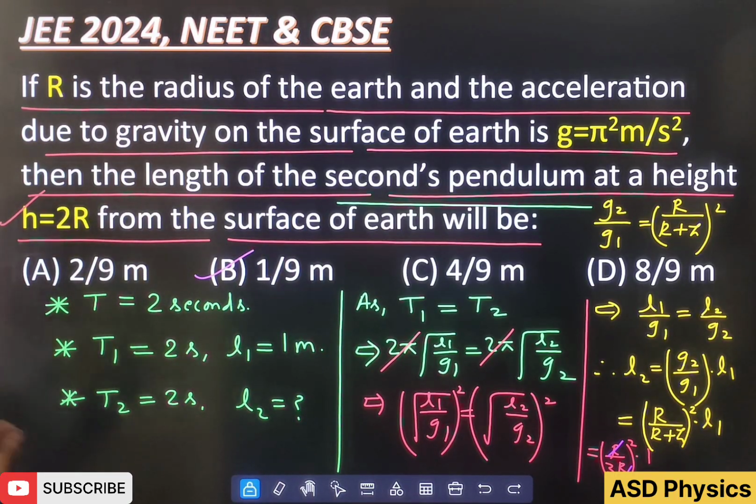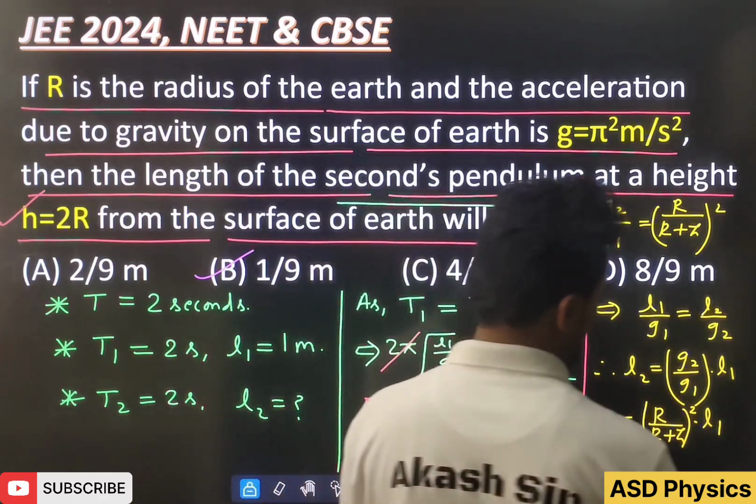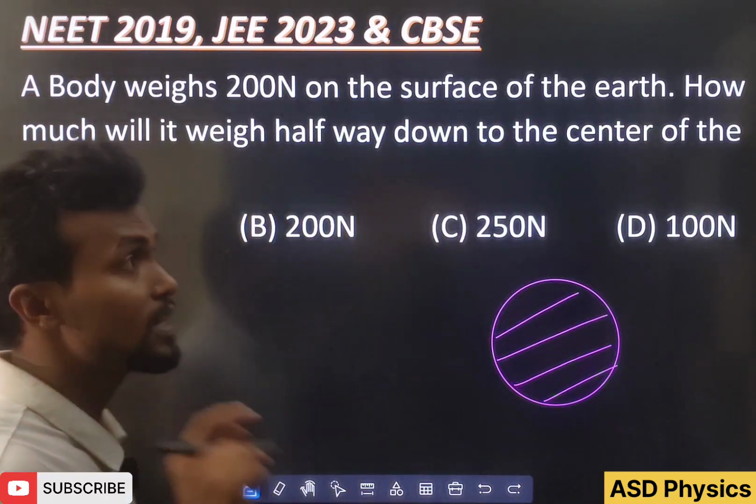So I have told you, second pendulum always has a fixed time period of 2 seconds. Length may vary, but the time period will always be fixed at 2 seconds.